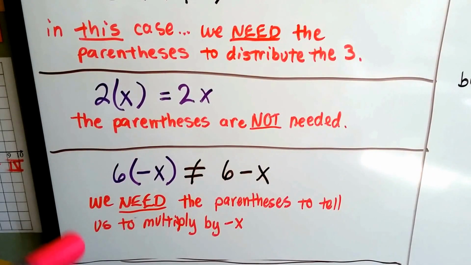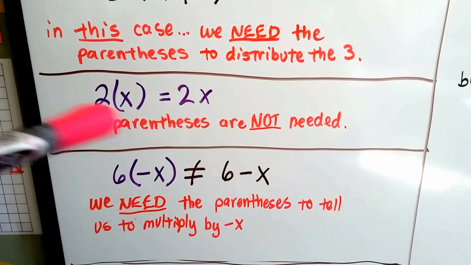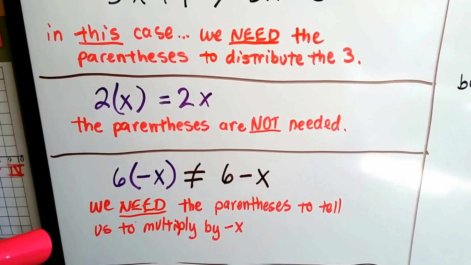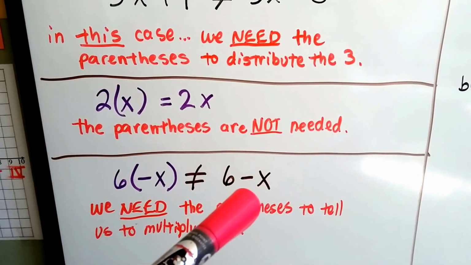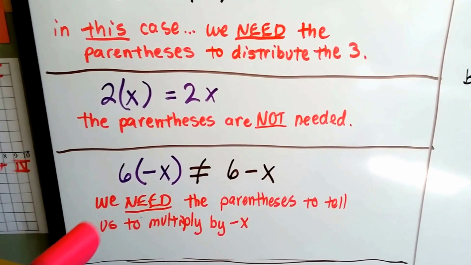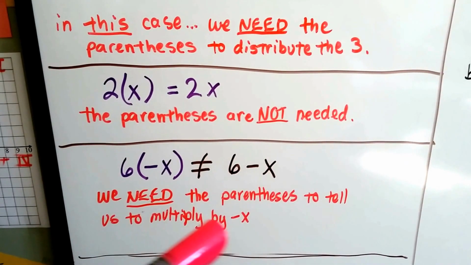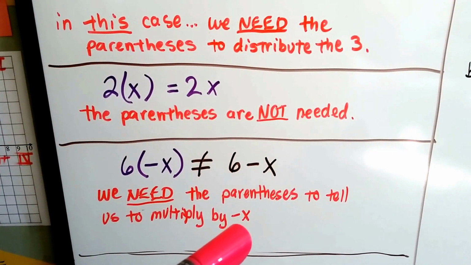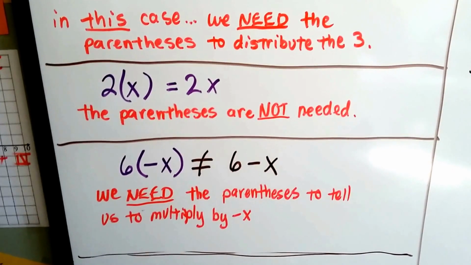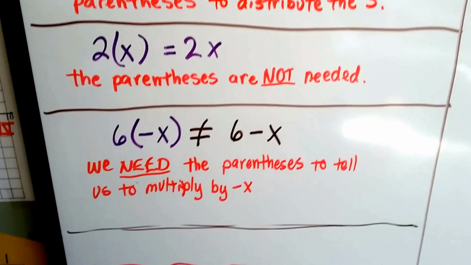Now look at this one. We've got 6 and then a minus x, the inverse of x, in parentheses. That does not equal the same thing as 6 and then taking x away. This is 6 multiplied to the inverse of x, isn't it? To the negative x. Very, very big difference, okay? So you've got to be careful with these parentheses, all right?